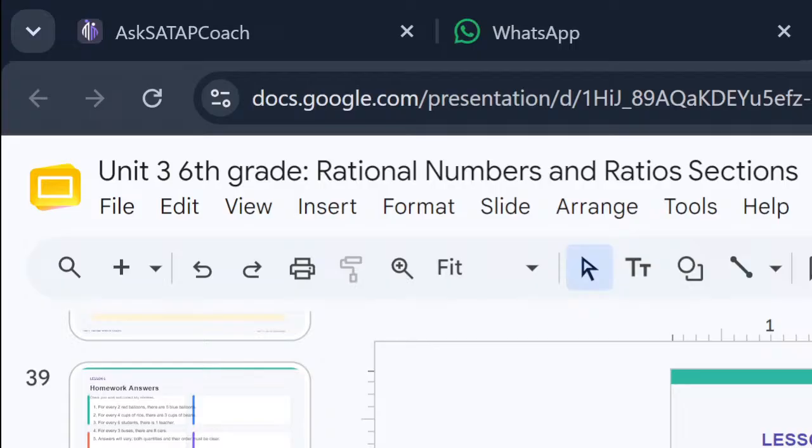Make 4 equivalent ratios for 5 to 7. A table starts with 4, 6. Write 3 more equivalent rows. Number 5, explain how you know a ratio table is proportional.